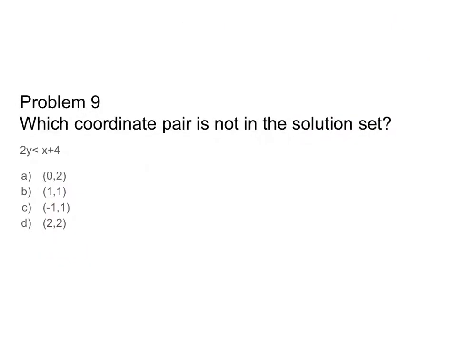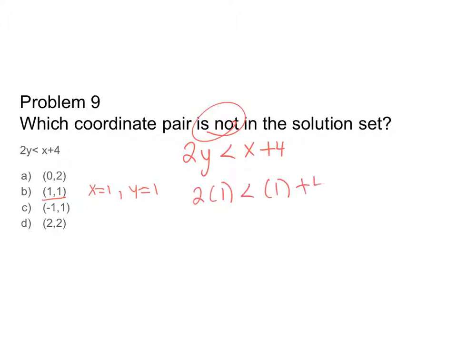Which coordinate pair is not in the solution set? Okay, well, my equation is 2y is less than x plus 4. It's asking for a not. So for that to happen, that means that when you plug in an ordered pair, it's not going to be true. So let's try B. So on B, x is 1 and y is 1. So 2 times 1 must be less than 1 plus 4. Well, 2 is less than 5. So this is a true statement. So B does not work in this case because we want something that is not.